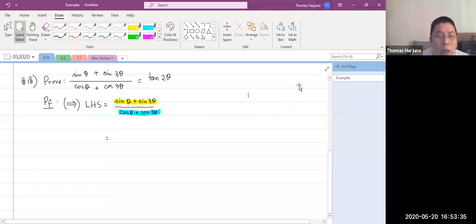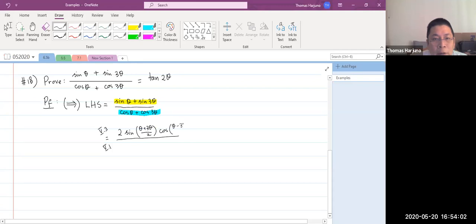Now, we will use formulas from group 5. I believe this is group 5-3, and this is group 5-1. So that will be 2 sine of half of the sum, times cosine of half of the difference.